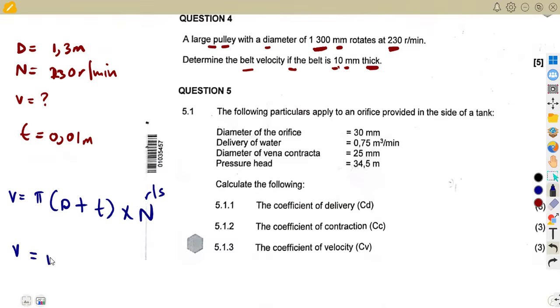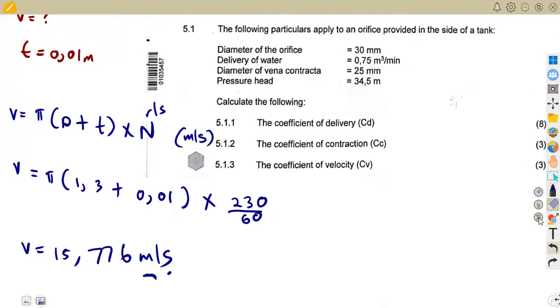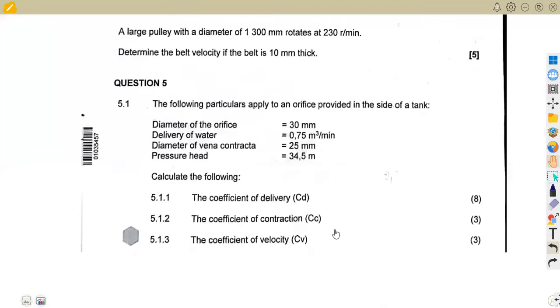So how do I consider this formula? Let us substitute 1.3 plus our thickness, 0.01, times the N, which you divide by 60, so that it is in revs per second, because you're supposed to have your answer in revolutions per second. This gives us the velocity in meters per second. So that was a direct question, like I said, 15.776 meters per second. We were done. That was just direct, just needed information, 5 marks for that.